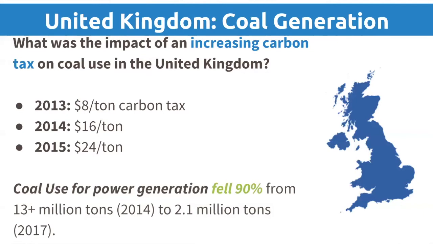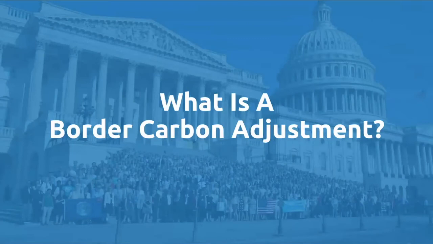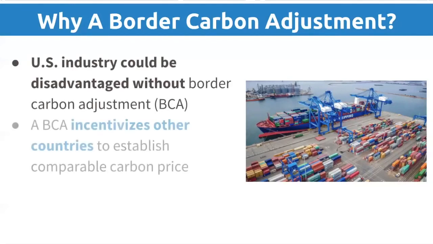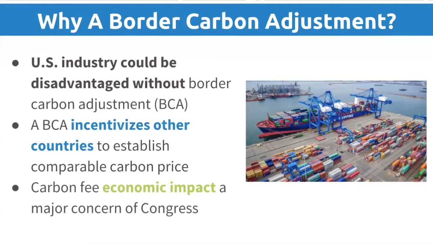Now, the third leg, the border carbon adjustment. I think this is essentially a must-have feature to succeed on a global basis. The border carbon adjustment is critical for avoiding adverse economic impacts due to unfair trade that could result from a carbon fee without border adjustment. It removes any incentive for U.S. industries to move to countries without a comparable carbon price, which would effectively export our pollution.